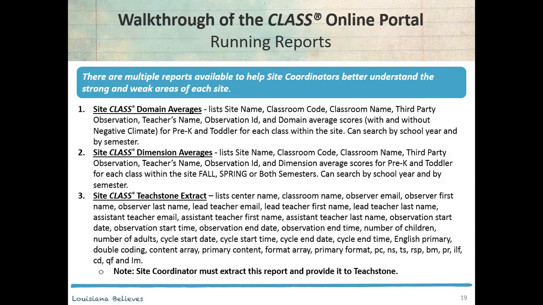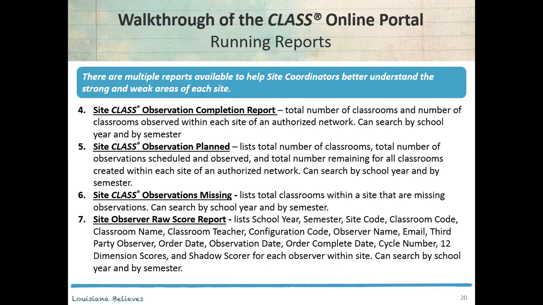The reality here is that you're probably going to learn best by just going in there and playing around with them, seeing what they look like, what kind of data is available. You might want to compare 2 different reports depending on what you're trying to get at. A lot of the reports are pretty self-explanatory. For instance, you can look at the domain averages for all the classrooms at your site, or the dimension averages, etc. You can also see at your site what observations have been completed or what are planned, or which classrooms are missing an observation.